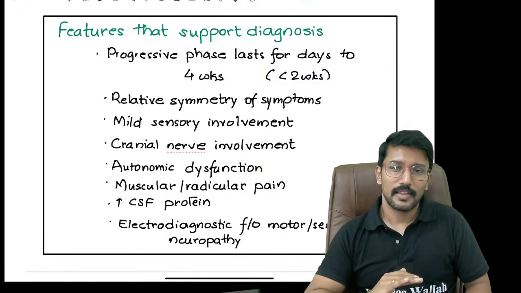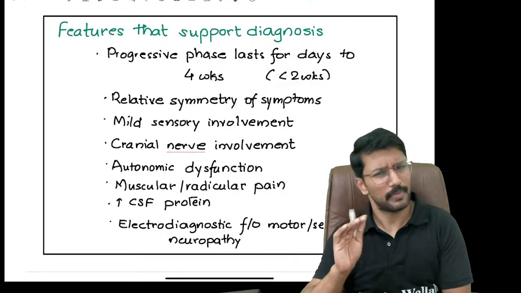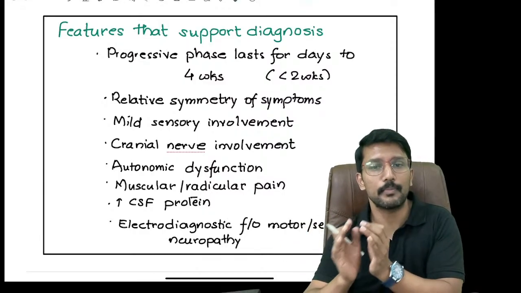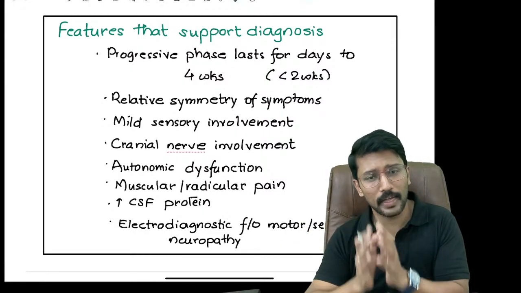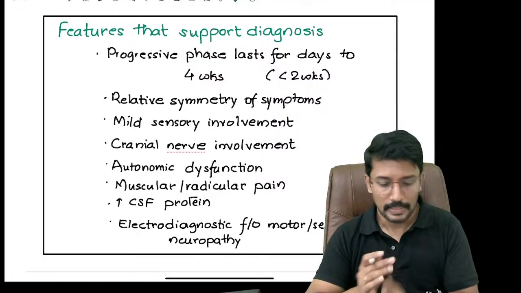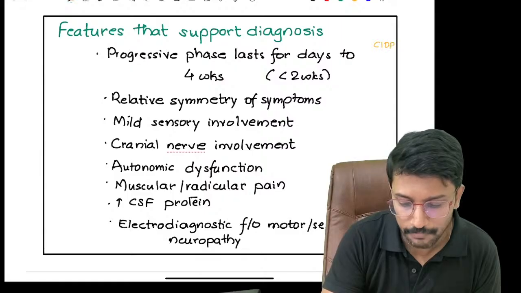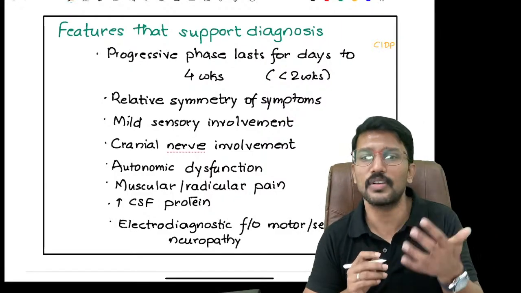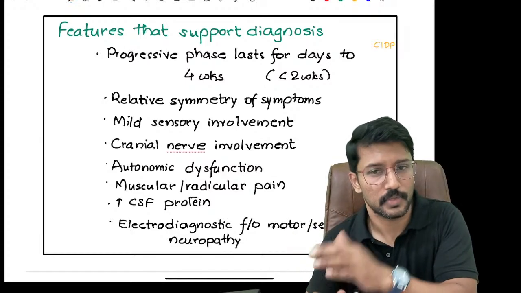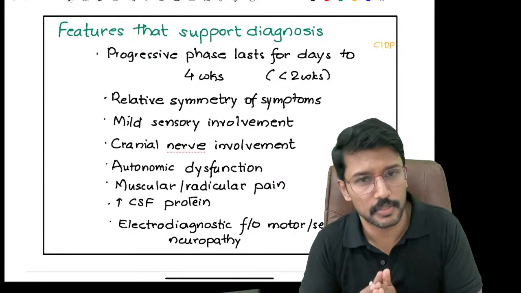Most patients have their maximum weakness evident within 2 weeks of the onset of symptoms. By the third or fourth week, they start showing signs of recovery or signs of improvement. So if I have a patient who is continuing to progress beyond 4 weeks of the onset of symptoms, then it is mostly pointing towards another differential diagnosis called chronic inflammatory demyelinating polyneuropathy, or CIDP. That is why progression beyond 4 weeks doesn't support it. A progressive phase lasting less than 4 weeks supports the diagnosis of GB syndrome.